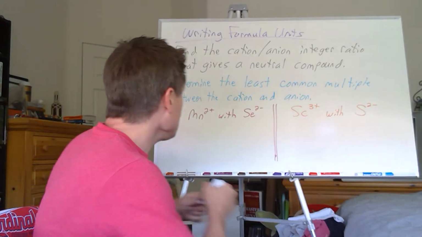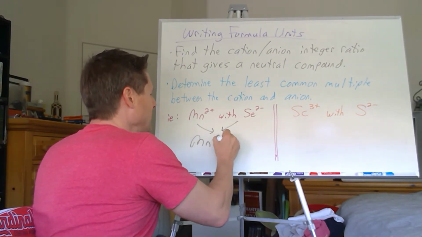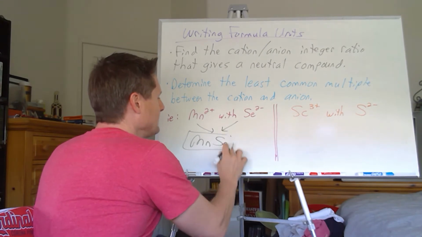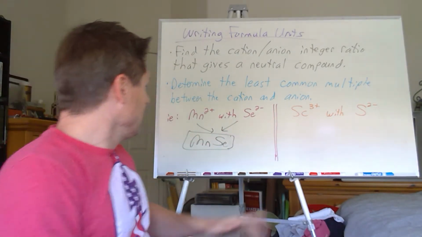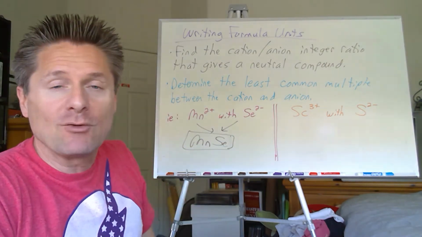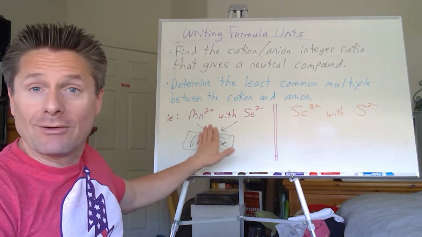So when I put these together, I need 1 manganese for every 1 sulfur. Oh, that's selenium. I got excited. I glanced over at the sulfur there. So 1-to-1 ratio. And we'll name those later. That'll be a separate thing. Don't worry about naming them now. But pretty easy to do. 1-to-1 ratio. We love that.